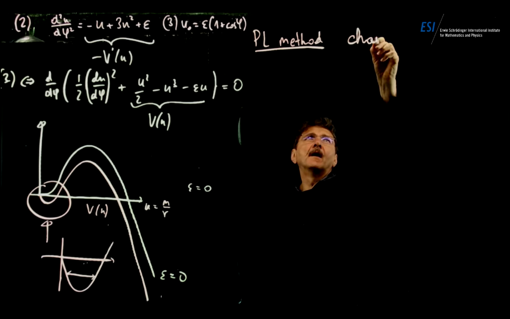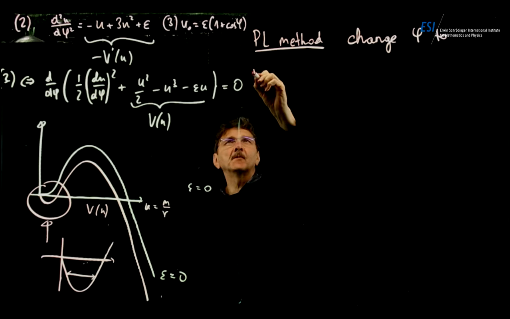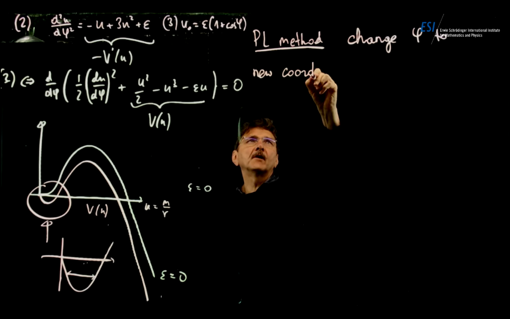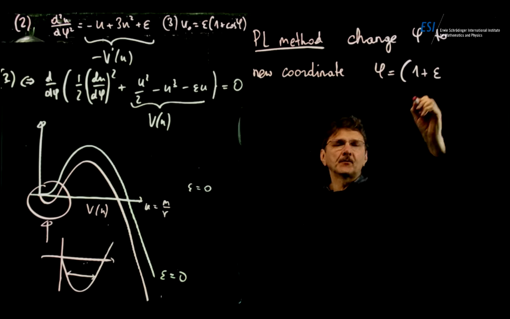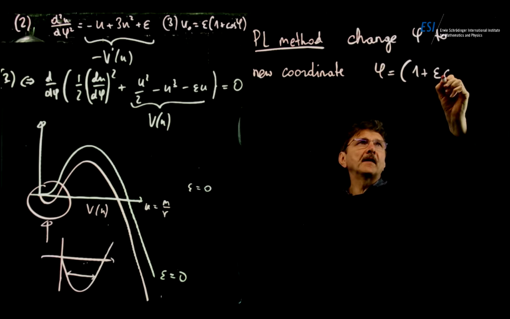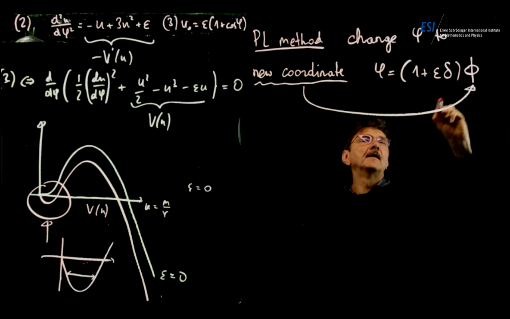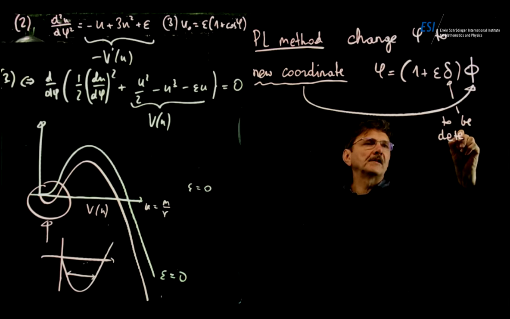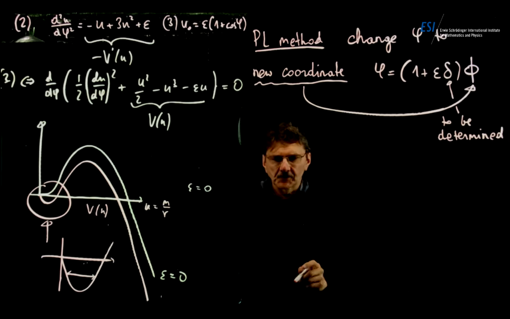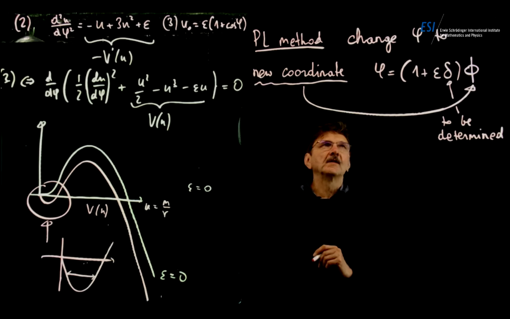So change the angle phi to a new time coordinate. Again, it's angular, but phi is going to be 1 plus a small correction, so we put an epsilon, times a number delta which we want to determine, times a new coordinate phi. So the new coordinate is phi, and delta is to be determined. And how do we determine it? We're going to determine it so that the equation we obtain has no resonances, to get rid of the resonant term.